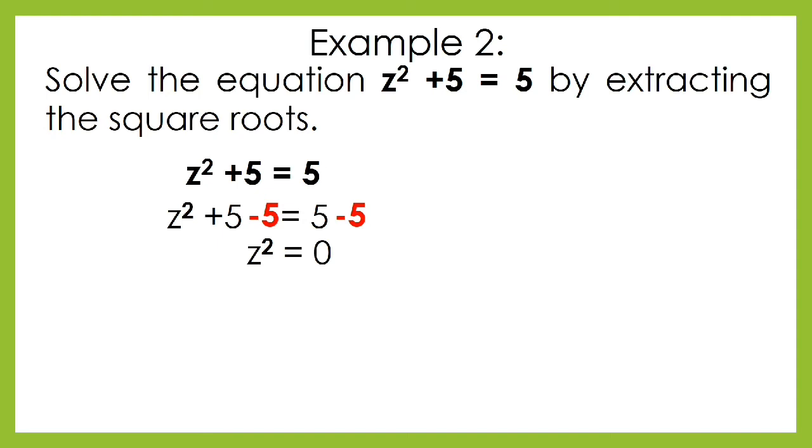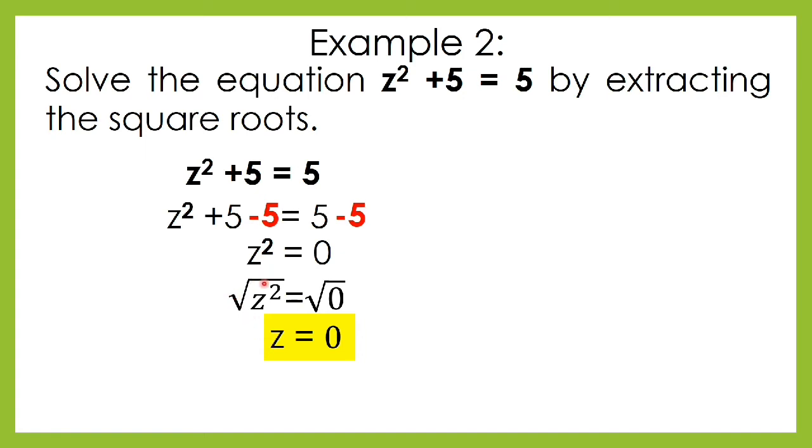I-extract natin. Okay. Ang next step is to extract the roots of both sides of the equation. I-square root natin ang both sides of the equation. We will now have square root of z squared equals square root of 0. And then we simplify. Square root of z squared is equal to z.